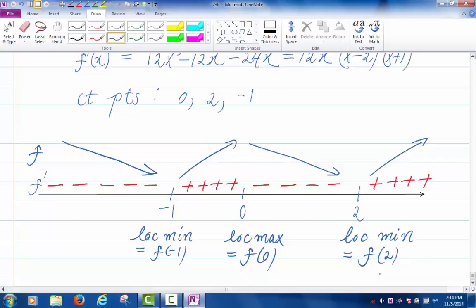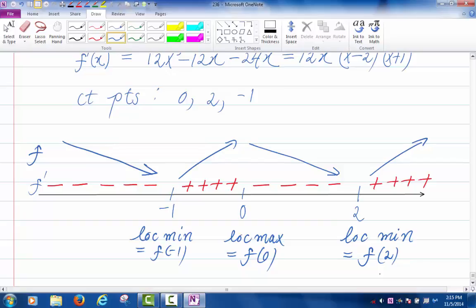Look at this critical point. If on the left side of the critical point the derivative is positive, on the right side of the critical point the derivative is negative, then I have a local max there. That's what it says, okay? Which is exactly what we did last time, right? So this is nothing new.